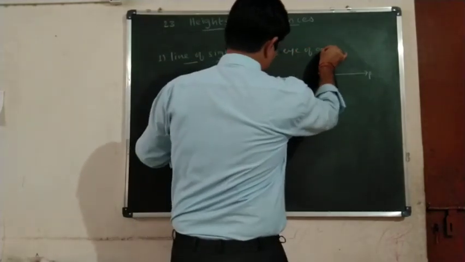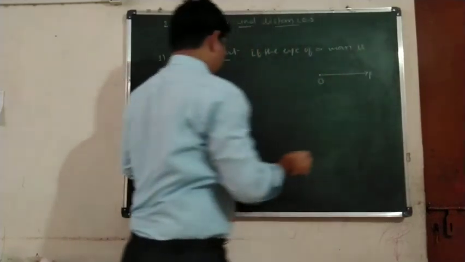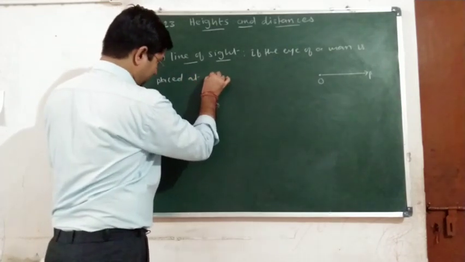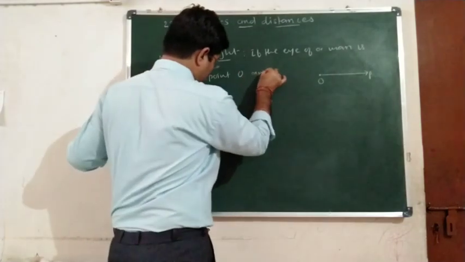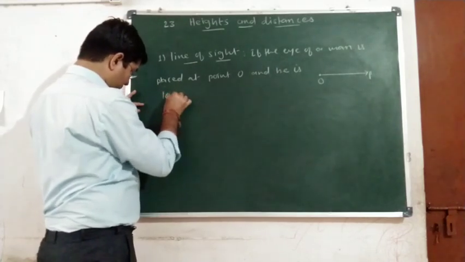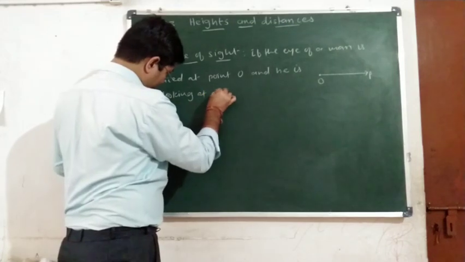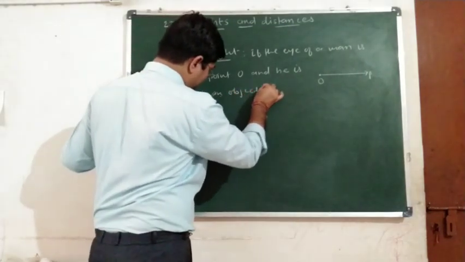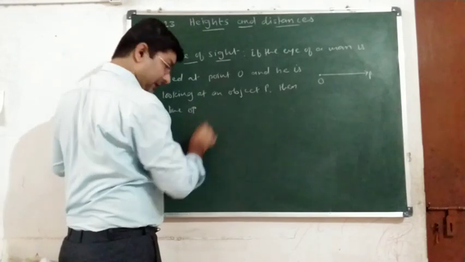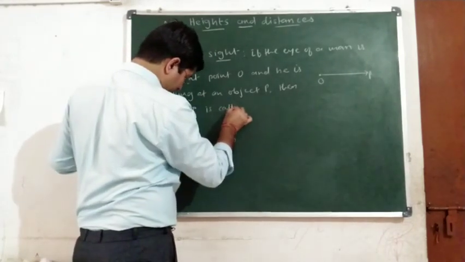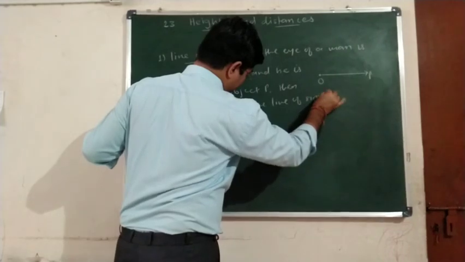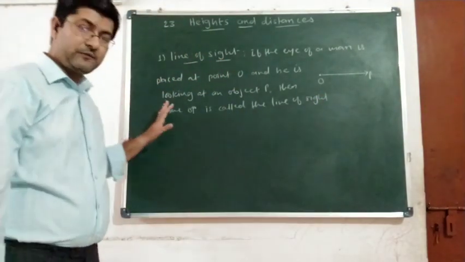If the eye of a man is placed at point O and he is looking at an object P, then the line OP, or the line joining OP, is called the line of sight. Clear? So this term is very important. What is line of sight?